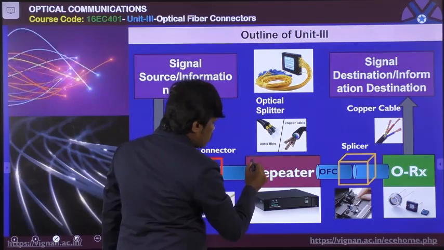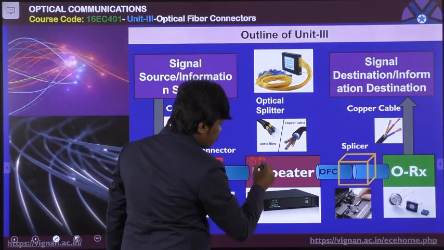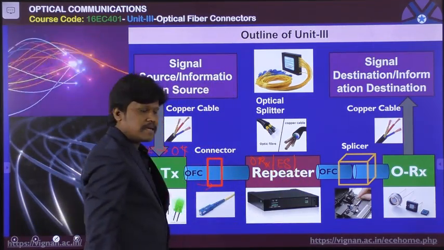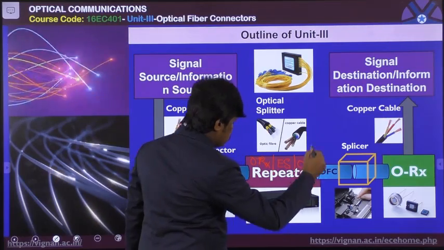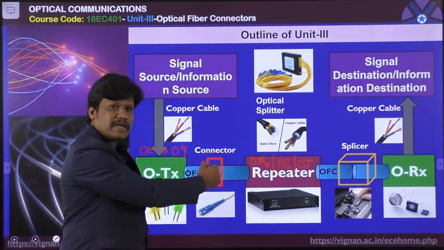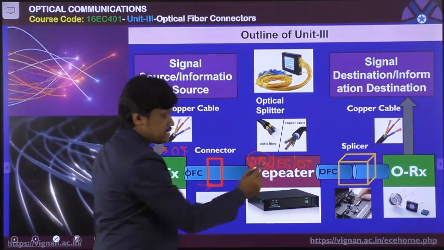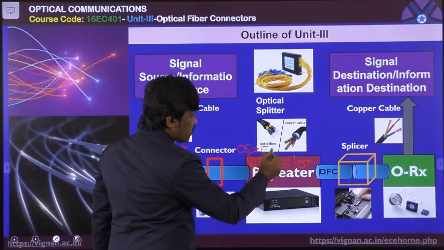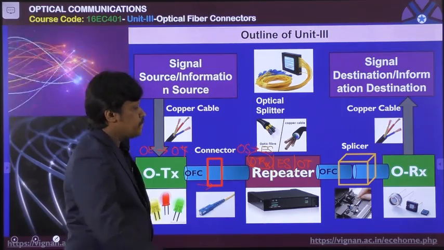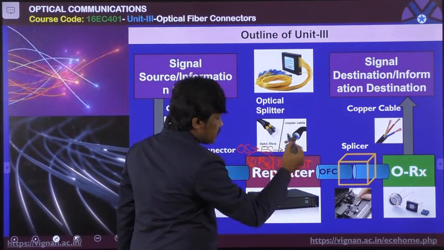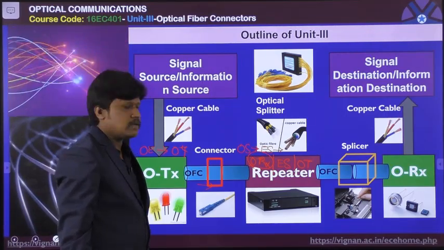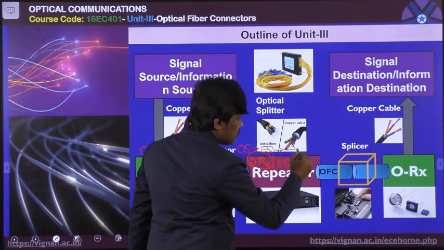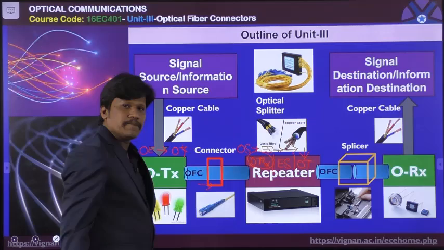Repeater will consist of optical receiver, electronic shaping circuit and optical transmitter. The signal received from the optical fiber cable is detected by optical receiver, which will convert optical signal into electrical signal. The electrical signal is given to the electronic shaping circuit, which will reshape the electrical signal. That reshaped signal is given to the optical transmitter.